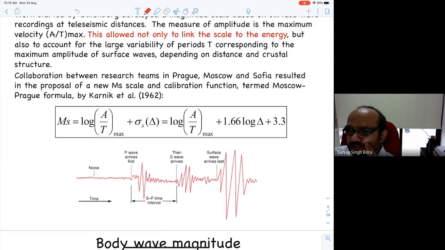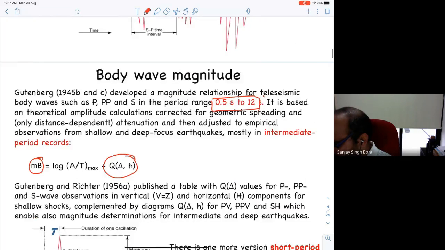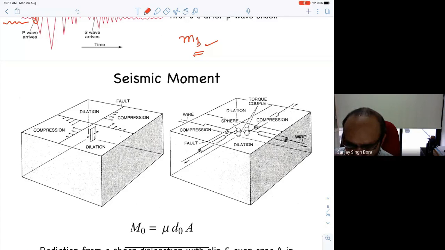So we will come to this also. After magnitude, we will discuss earthquake energy. It's a very interesting topic. So that's why they divided, because A was the displacement. If you divide displacement by time, it will essentially be velocity. And they thought that this is a better representative of energy. So that was this.